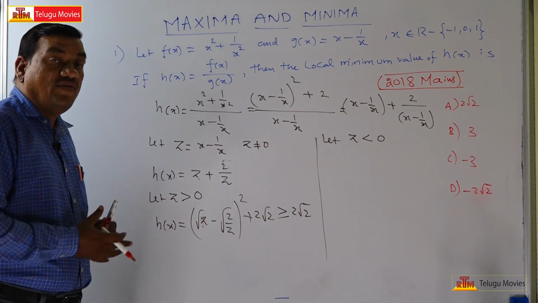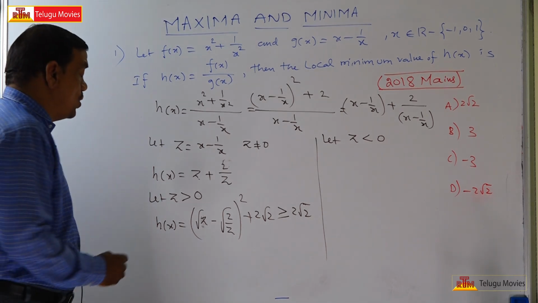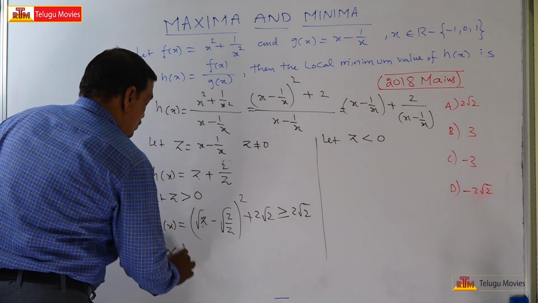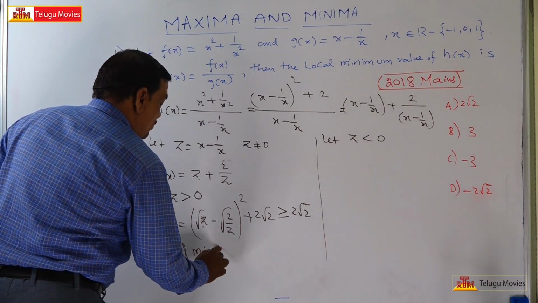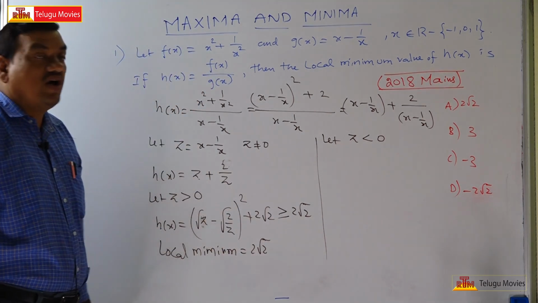Okay. So, therefore, 2 root 2 or more than 2 root 2. Therefore, 2 root 2 will be the local minimum. So, local minimum value is equal to how much? 2 root 2. Local minimum value is 2 root 2.